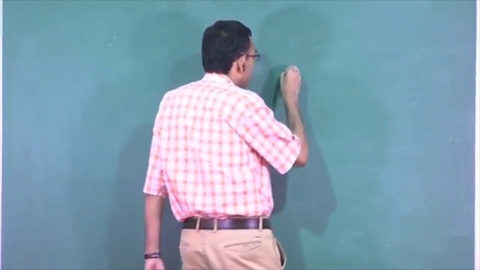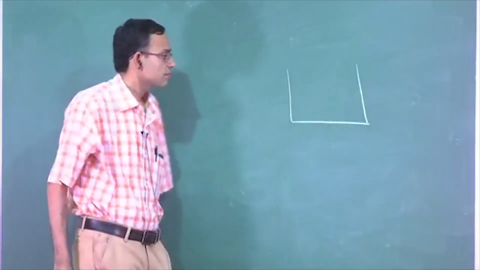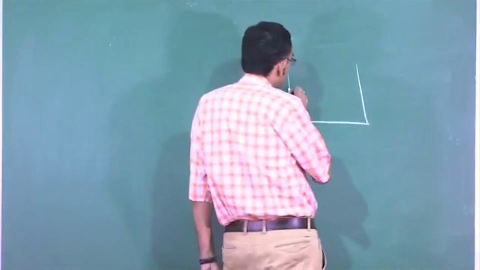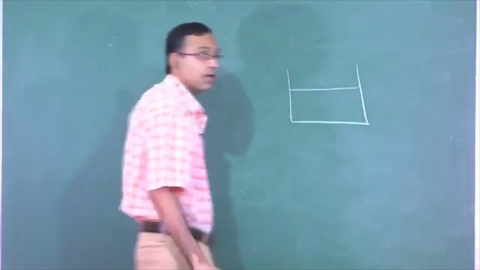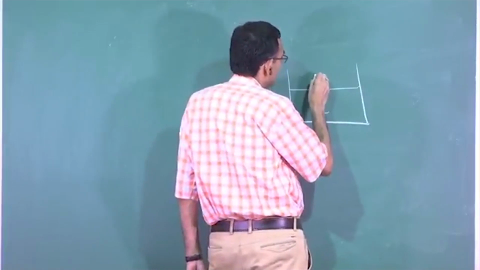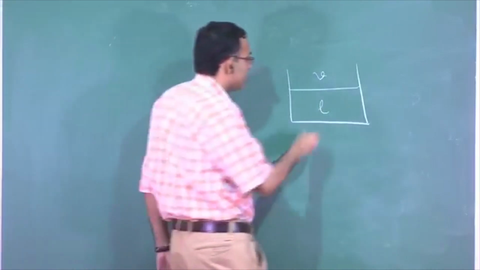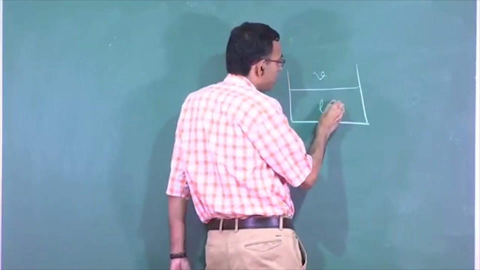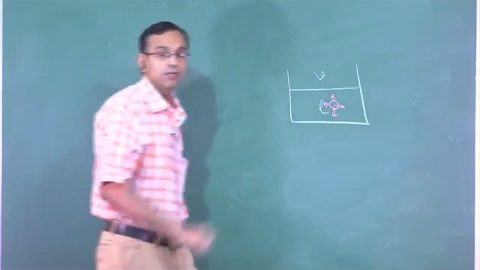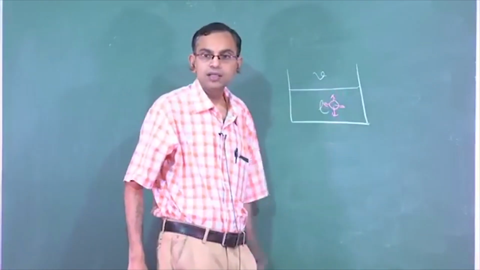So, to be brief in telling you what is surface tension, let us say that there is a container. In this container there is a liquid and there is a vapor or a gas at the top. If you have some molecule in the liquid, this molecule is being attracted from all its sides by other molecules, and in this process this molecule is in equilibrium.